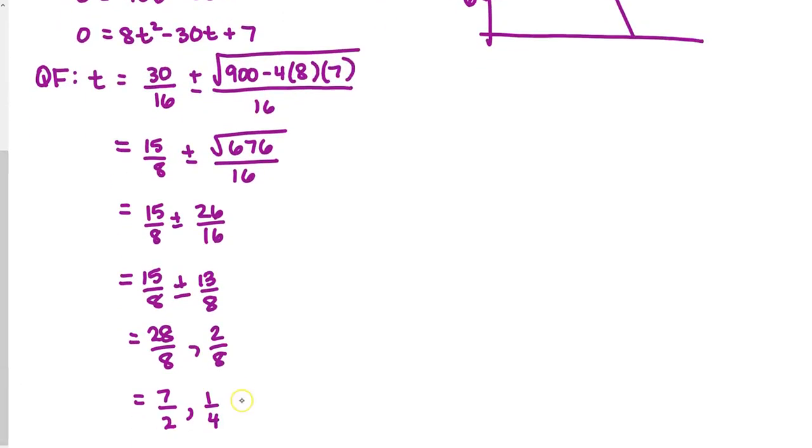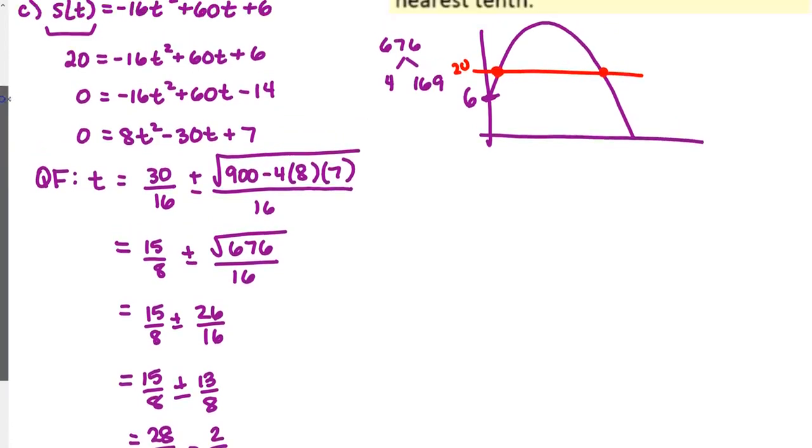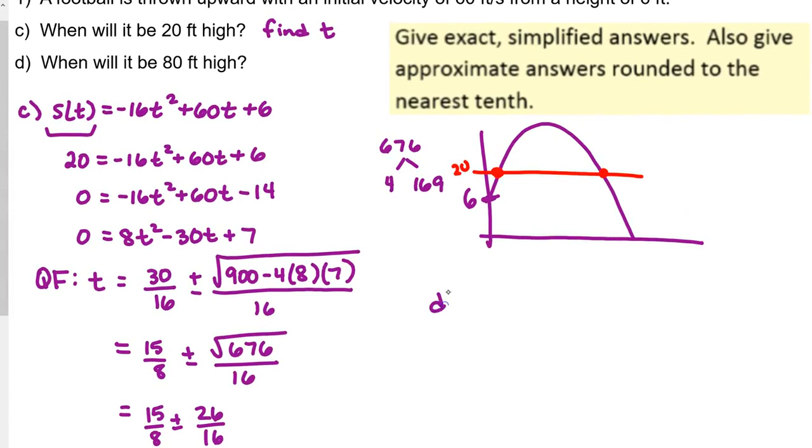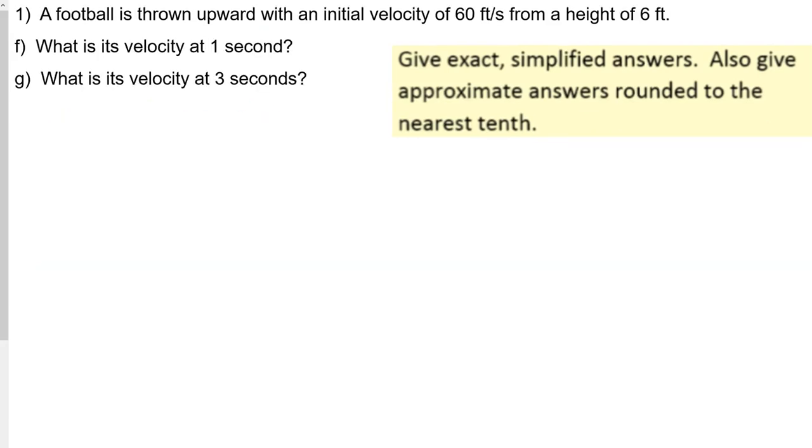And remember the units there, we have seconds. 1/4 of a second, that's when it's on its way up. 7 halves, 3.5 seconds, that's when it's on its way down. And then part D, when will it be 80 feet high? Okay, stop and think about this. What's the maximum height? 62 1/4? So we just say never. It's never reaching 80. Okay, let's wrap up this problem.